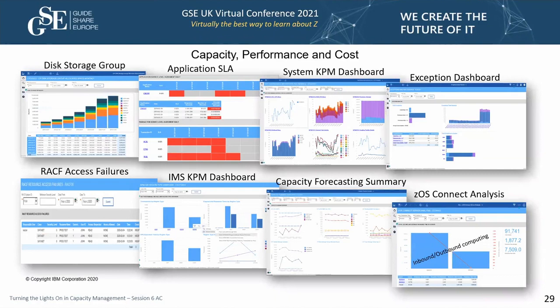Capacity, performance, and cost, whether it's your disk storage or your CICS or IMS, you need to be able to do some analysis. The tool's a great place to capture information from things like RACF, where you can track and have exception reporting on access failures, look at things like z/OS Connect data. There are a lot of different types of data that come in, and you need to have the breadth of data and the breadth of delivery to be able to deliver it.